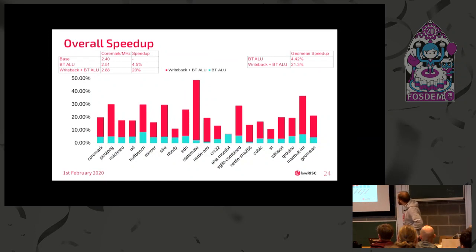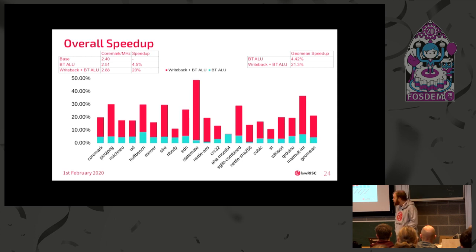So, nice complicated graph. Same thing you've seen before: benchmarks on the bottom, CoreMark on the far left, geometric average on the far right, Embench suite in the middle. And it shows you our total speed up and a combination of what the branch target ALU has done for us and what the write back has done for us on top of that. And overall, our geometric mean there is 21.3%.